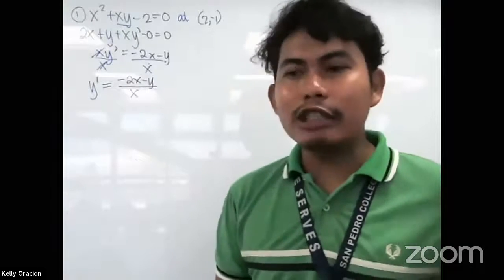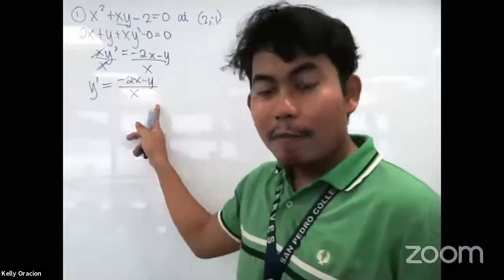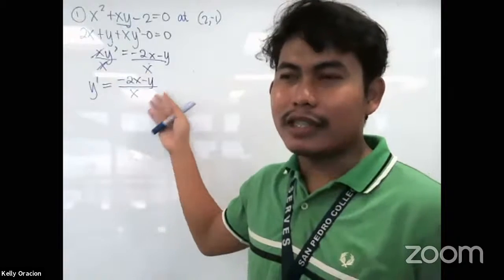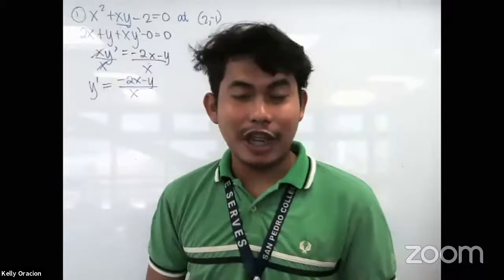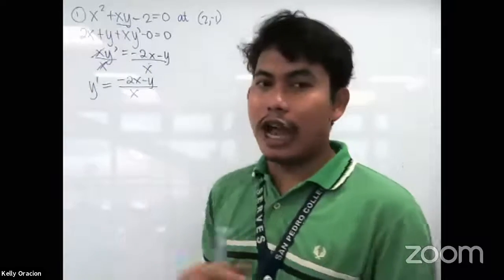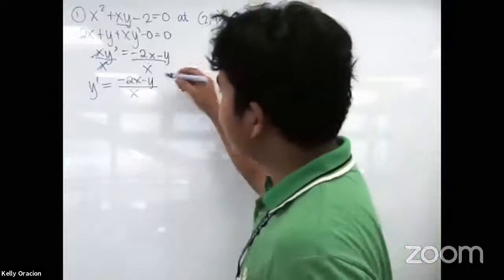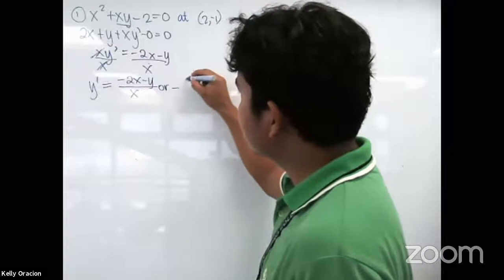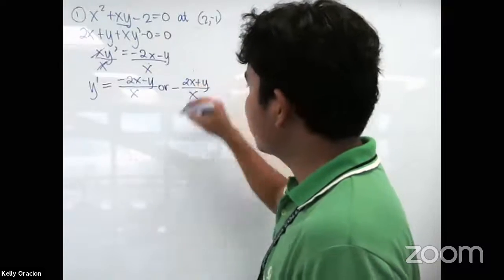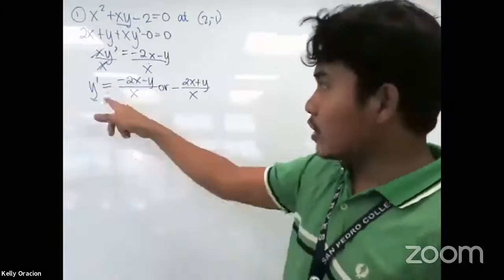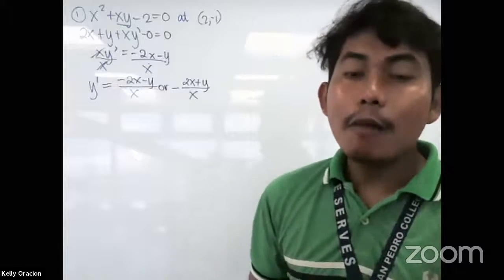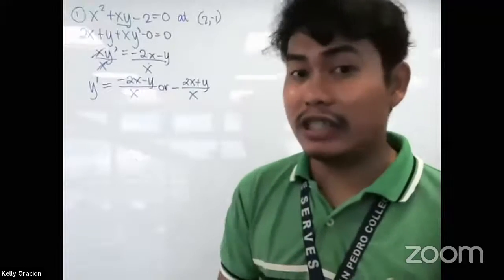There are cases where this is the answer, but you cannot find it in the choices. Okay? You cannot find this one in the choices. What I did is, I simplified it further. So the other way of writing this is, this and this, they are just the same. They are the same. Okay?